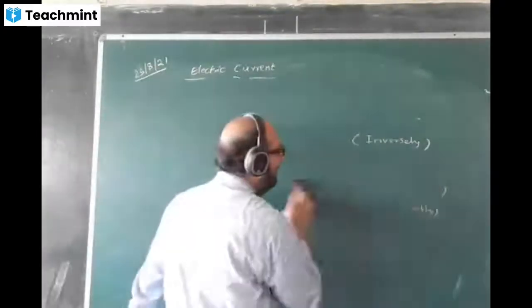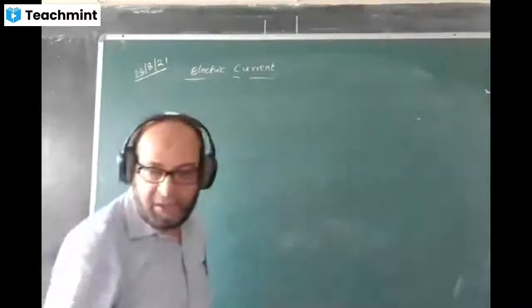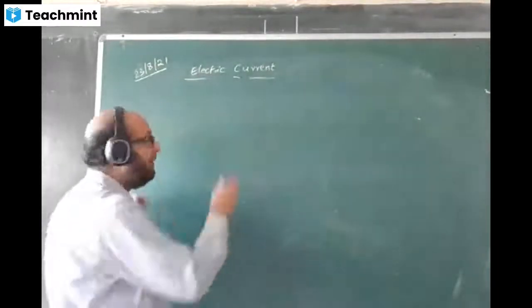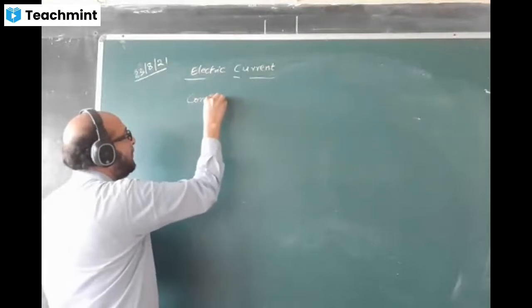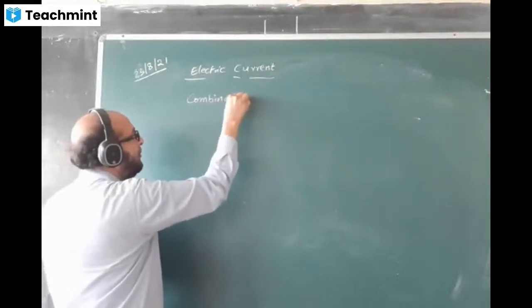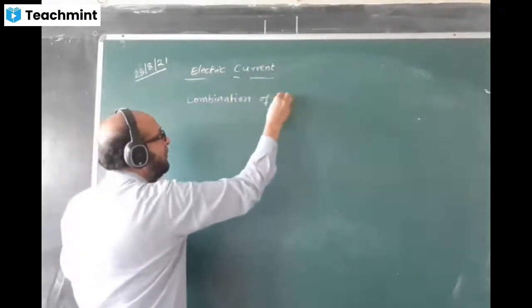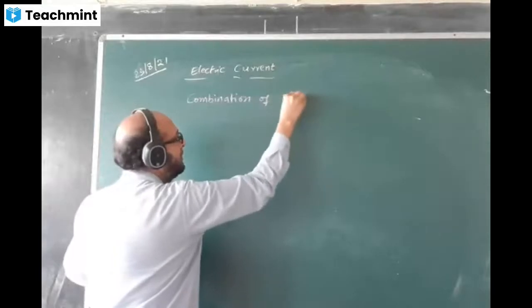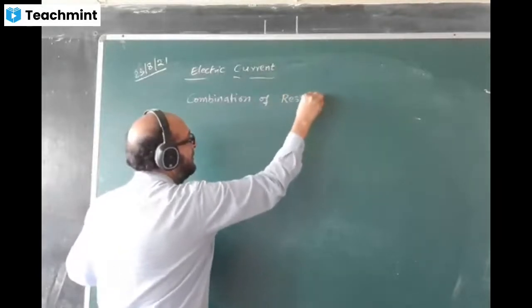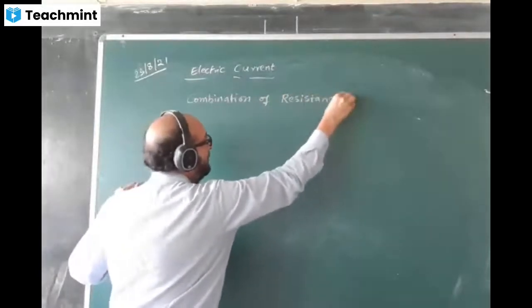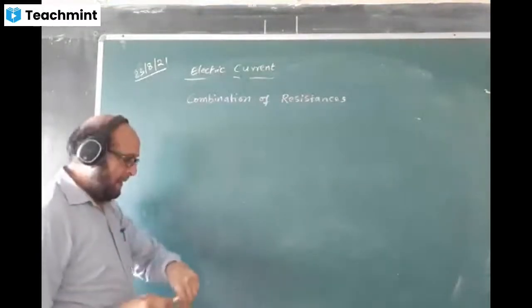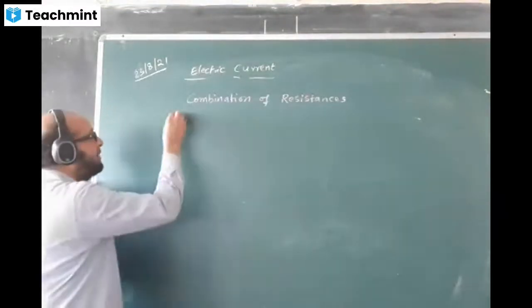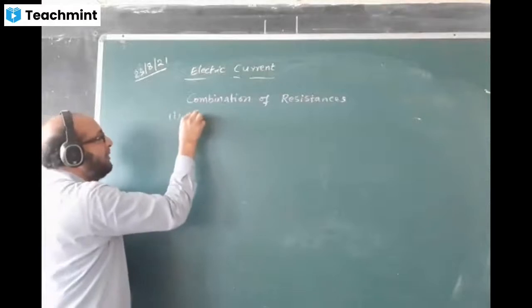Next heading is combination of resistances. Give the heading combination of resistances or resistors. Combination of resistances is the next heading, and under this heading you write, there are two types of combination of resistance.